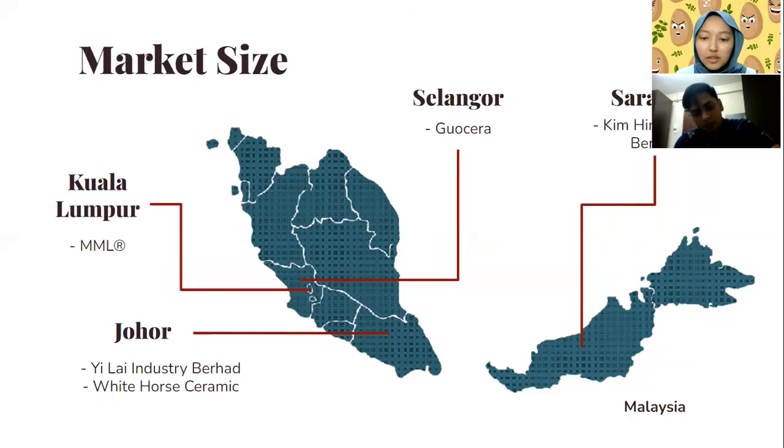The major players concentrate on the export as well as the domestic market, whereas the small players cater to the domestic demand for tiles in the country. If we take a look at this map, in Malaysia, we have Yelai Industri Berhad and White Horse Ceramic in Johor. We have MML at Kuala Lumpur. We have Guasera in Selangor and Kim Hin Industri Berhad at Sarawak. These companies are the major players of the ceramic industry.